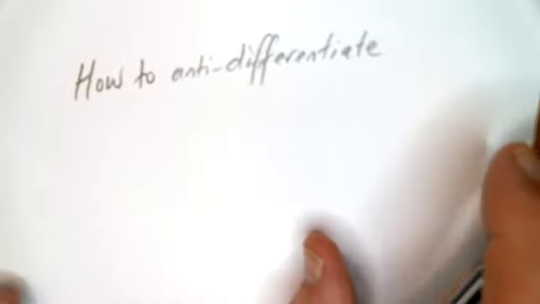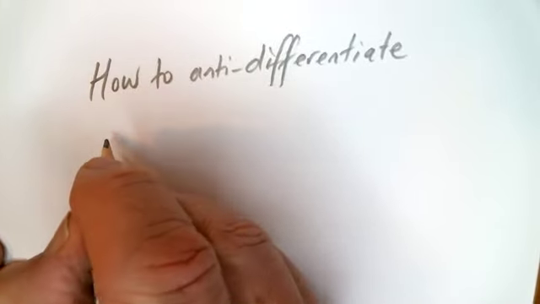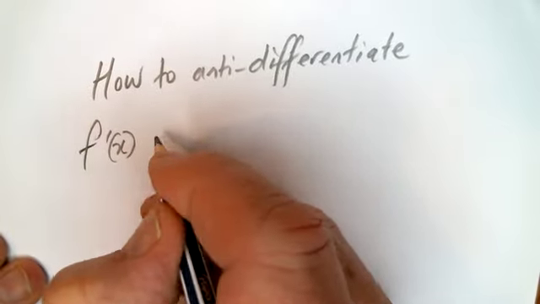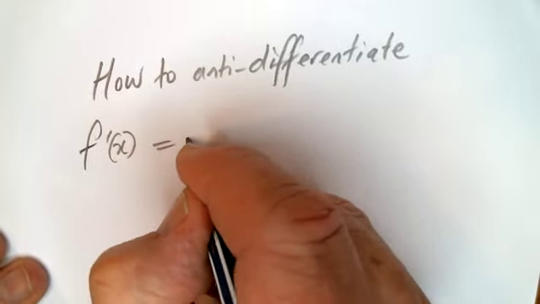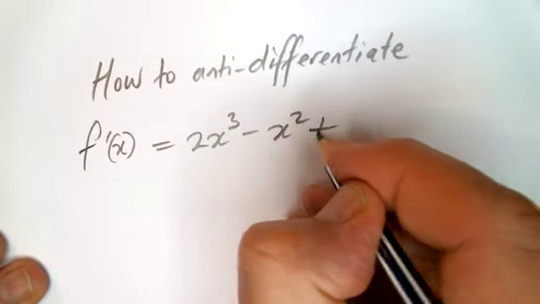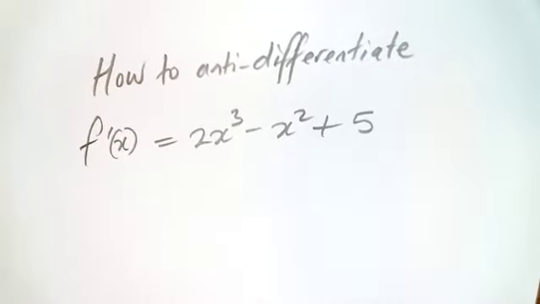Let's take a look at the idea of how to anti-differentiate, or you could say how to integrate if you like. We start off with an equation that's already been differentiated. So I might have f dash of x, or f prime x if you like. Let's say it's equal to 2x cubed minus x squared plus 5. Right now that is the differential equation, or if you like, the gradient function. Now we want to find what the original equation is.